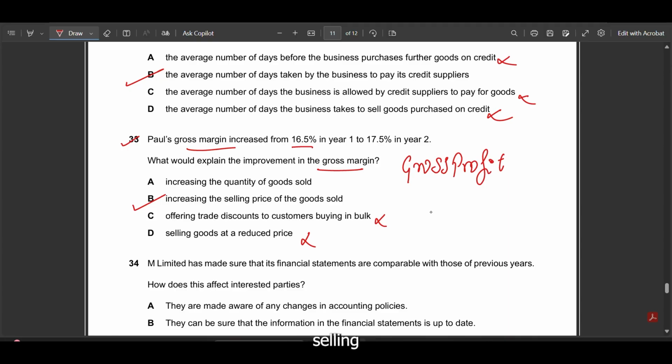So if you are increasing the selling price, that means your revenue will increase, right? If your revenue is increasing, your gross profit indirectly will increase. So B is the most right answer over here. A option, increasing the quantity of goods sold. So see, if you are increasing the quantity of goods sold, even your cost will increase. So if both are increasing in equal proportion, technically your gross profit would not have any impact. So the right answer would be B in this case.